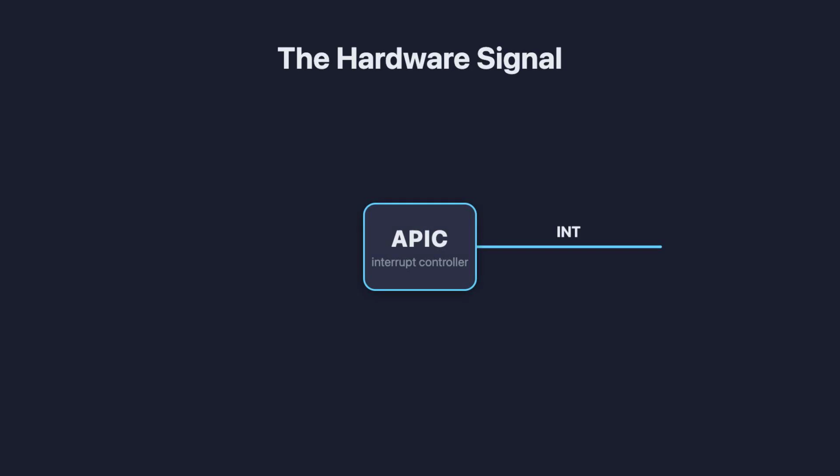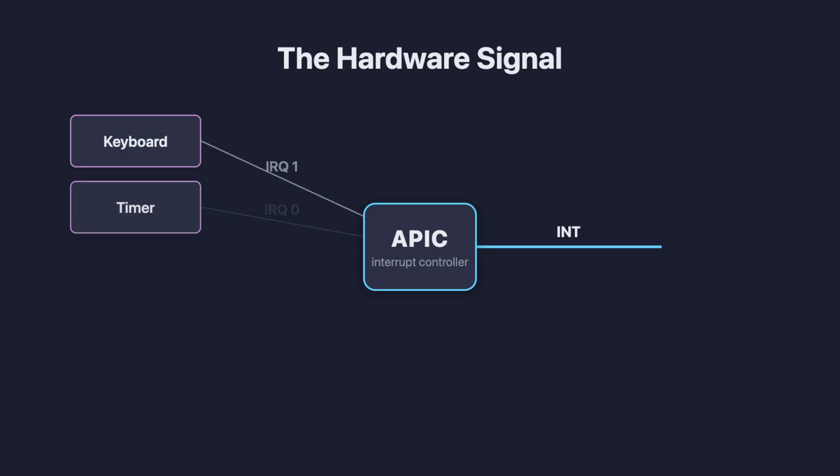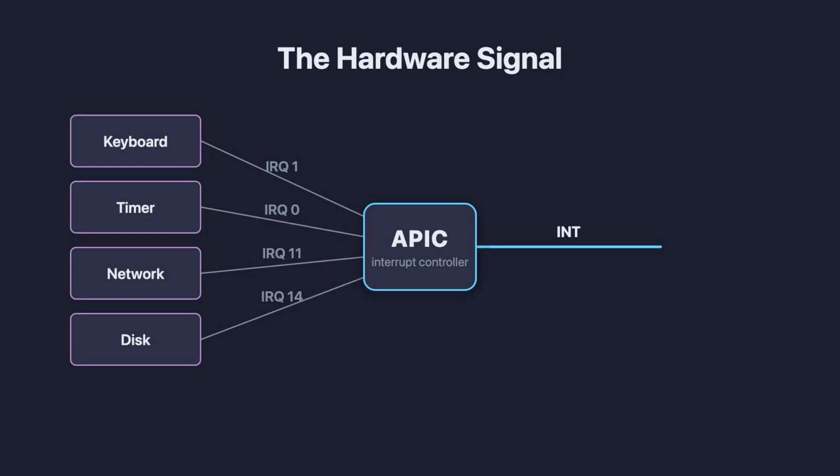So how does a device physically poke the CPU? Each device has a wire, called an interrupt request line, or IRQ, that runs to a small chip called the interrupt controller. On modern machines, that's the APIC. The keyboard sits on IRQ1, the timer on IRQ0. A network card might be on IRQ11, a disk on IRQ14. When the device has something to say, it raises voltage on its line.